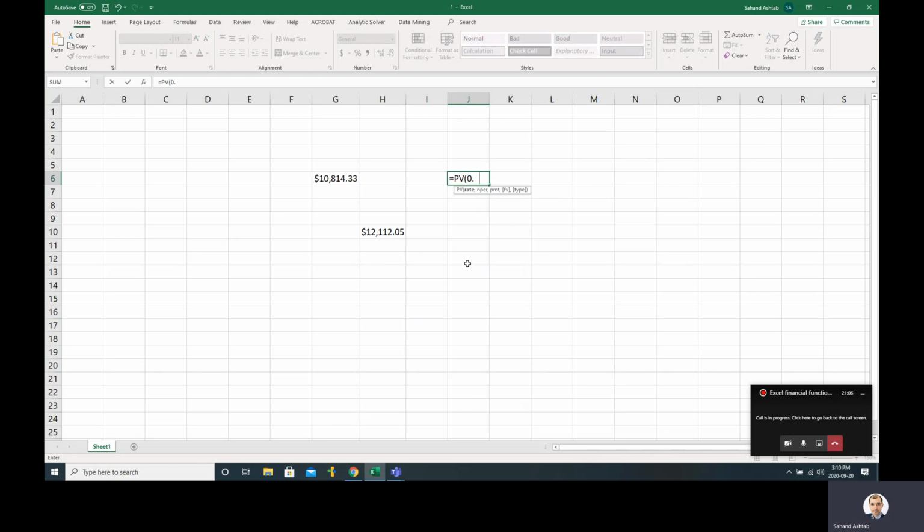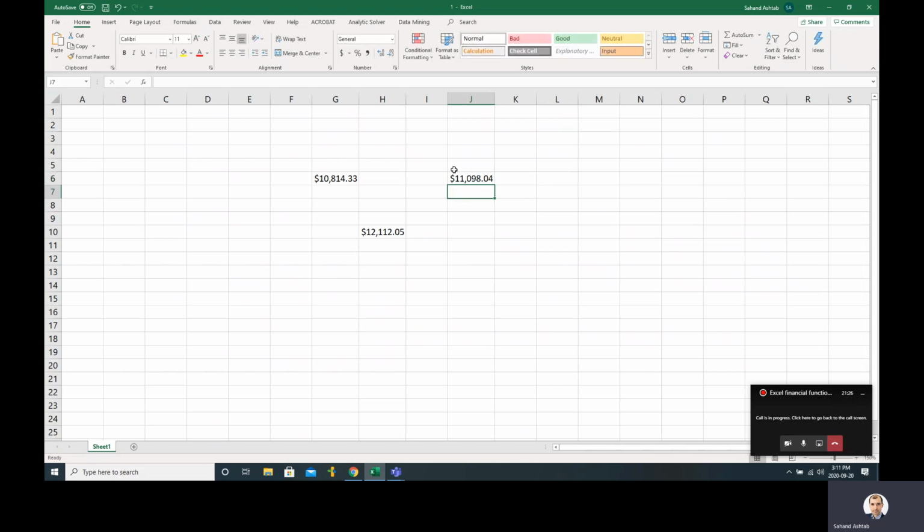The rate is 12%. It is 5 years. We are making $3,000 payments. The future value is 500, so it's another payment, so it goes in as minus, and the type is going to be 0 because we are making payments at the end of each year. I close parentheses, press enter. It is $11,098, which basically what we have here as well.